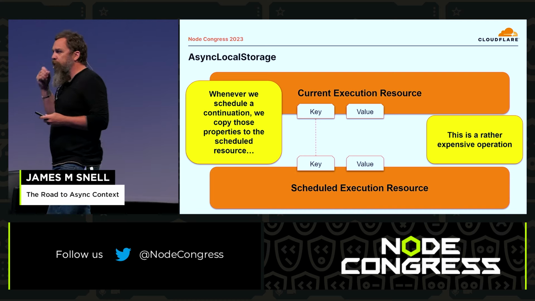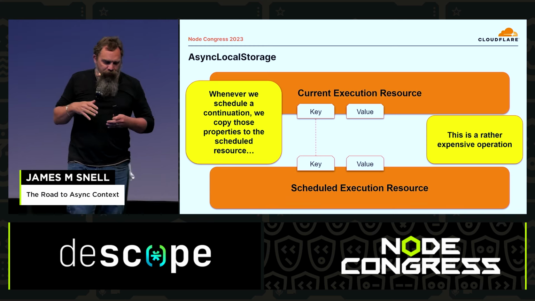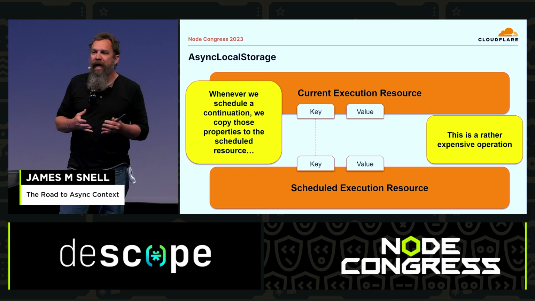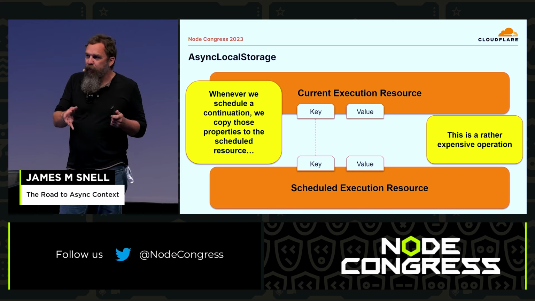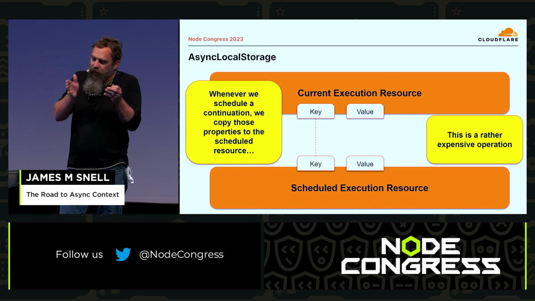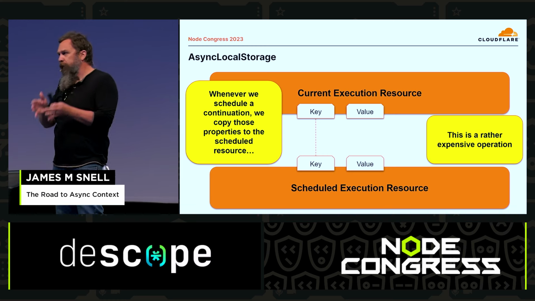But think about the performance cost of that, right? I've dealt with production applications that have created tens of thousands of promises within just a few seconds. Every time a new promise is created in this model, that async context, those key values are copied from one object to the next.